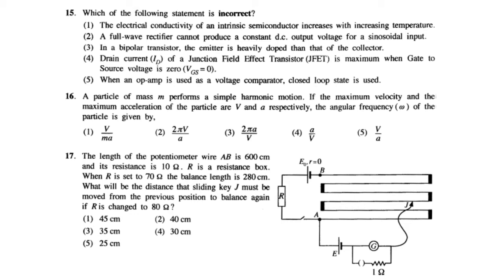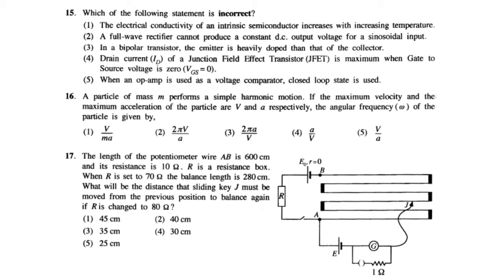Then we divide one expression by the other. Then we get V divided by A equal omega divided by omega squared. Then we get omega is A over V. Answer is 4. Question number 17.